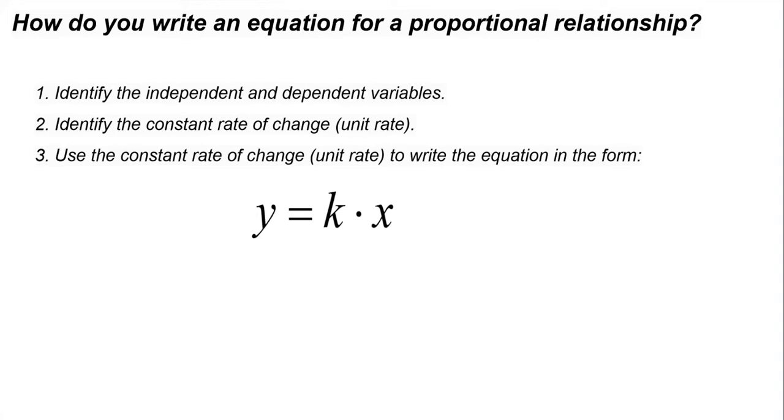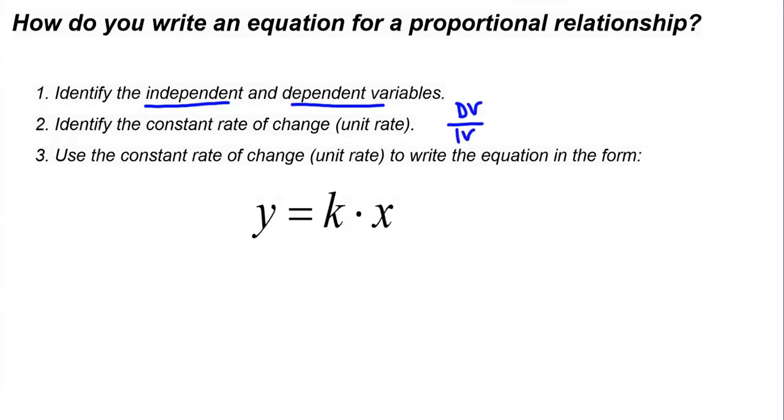So the first thing we want to do is identify those independent and dependent variables. We've been doing that in tables, we've been doing it in graphs, and we're going to do it again in equations. The next thing is to identify the constant rate of change. Does that sound familiar? We do that a lot. We have to know what the constant rate of change is in order to determine what our value is going to be in our equation. And remember, that is always the dependent variable divided by the independent variable.